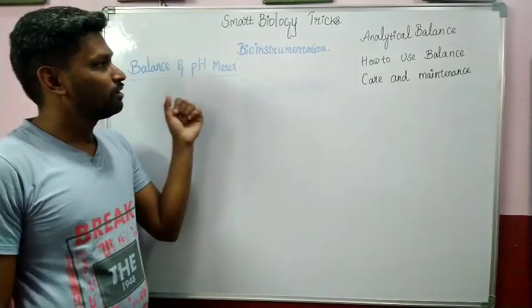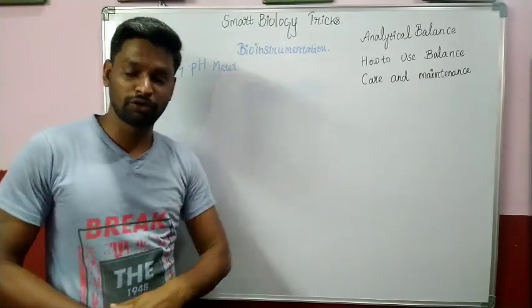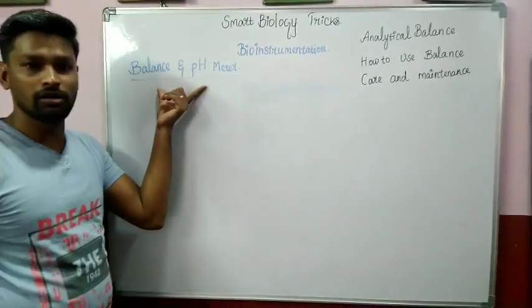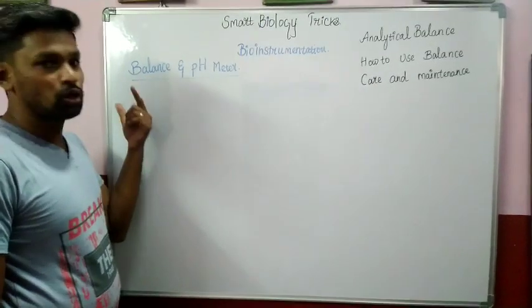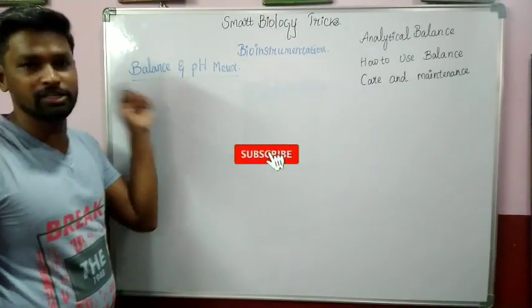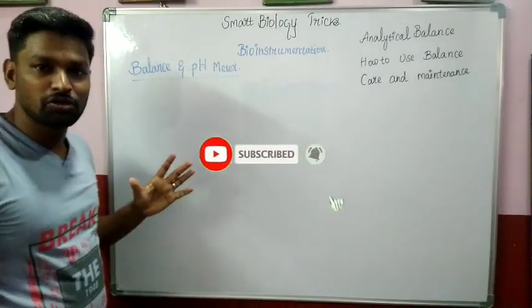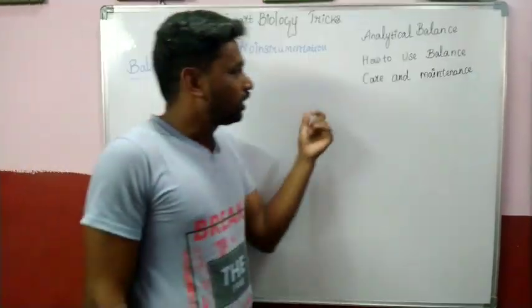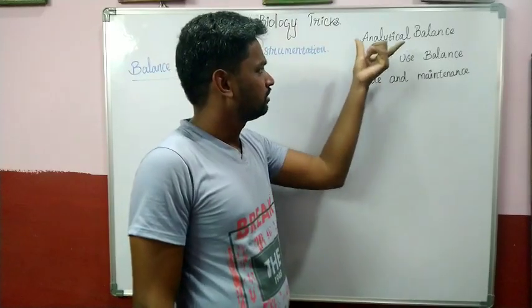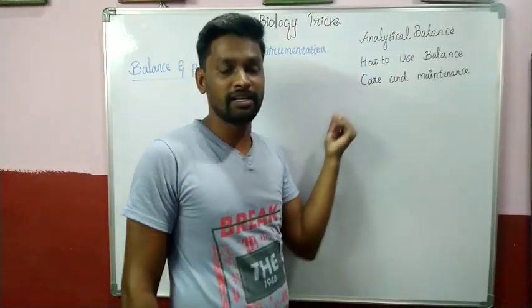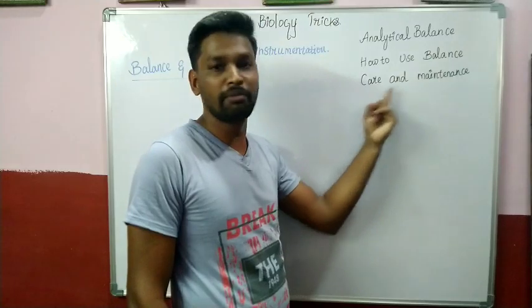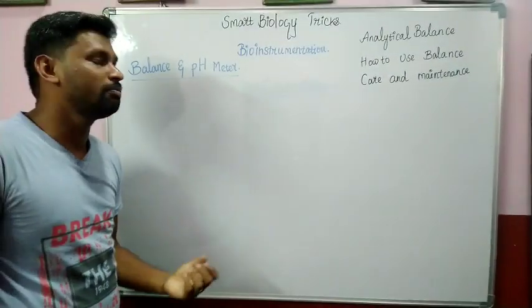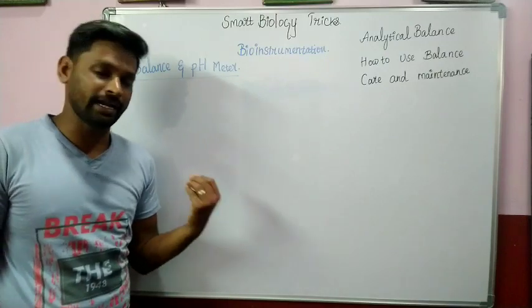Under bioinstrumentation, we are going to discuss the first chapter. In the first chapter, you will have two topics. The broad topics are balance and pH meter. In this video tutorial, we will discuss balance. Under balance, we have specific topics: analytical balance, how to use a balance, and care and maintenance of balance. These topics will be covered in this video tutorial. The remaining topic will be discussed in another video.